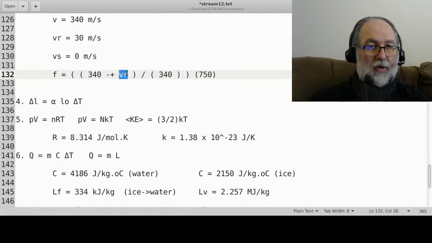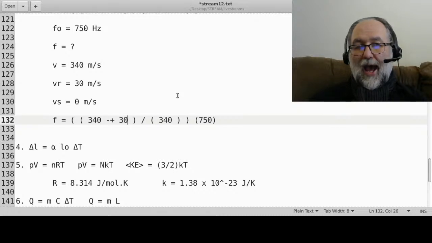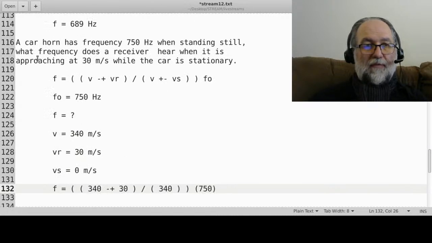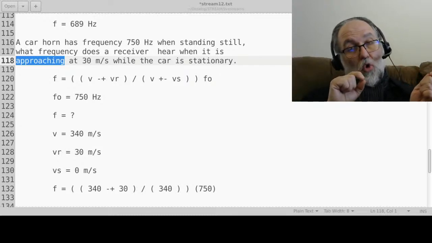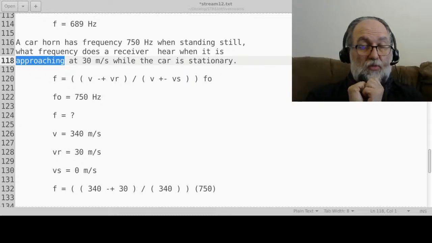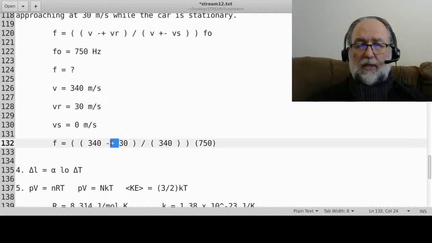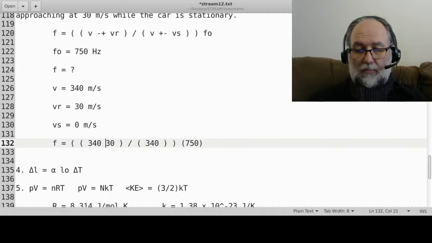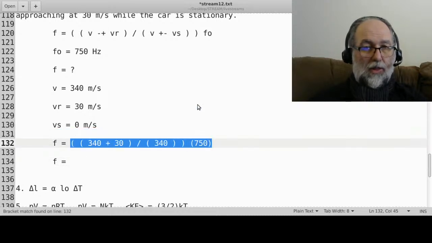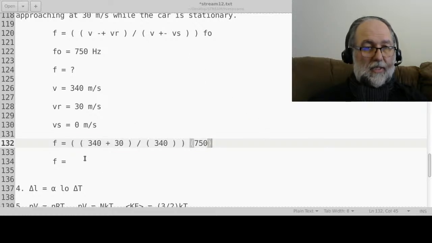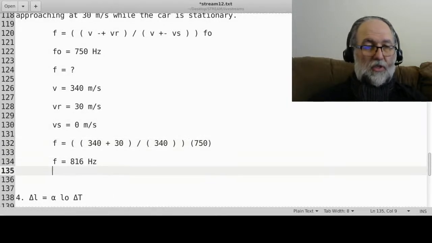And now you have to figure out, what do I do here with VR? Well, it's 30, but do you add or subtract? If it's approaching, the frequency shifts up. It doesn't matter whether the source is approaching or the receiver is approaching. As long as the distance between the two is decreasing, the frequency is going to shift up. So you say to yourself, if I put a minus there, will it shift up? And the answer is no. So you want the plus in there. If you put a plus in there, you'll get a higher frequency, and that number is 816 hertz. So it shifted up.